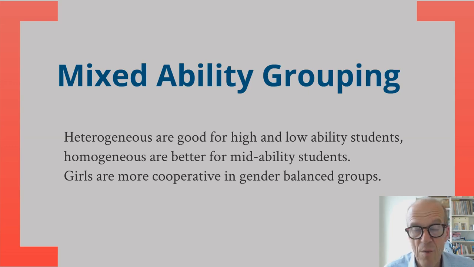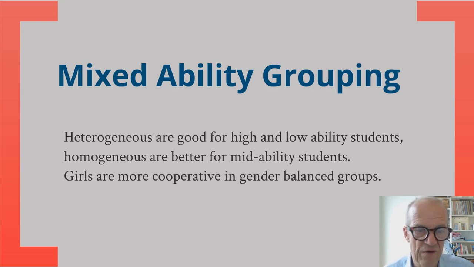So low ability students may, in a heterogeneous group, benefit from the high ability students, and these high ability students may, in fact, benefit, as we saw, from the fact that they train or teach the low ability students. So that might be the mechanism behind the better outcomes of these groups. Whereas when the group has a very average level of performance, then homogeneity is better than heterogeneity.